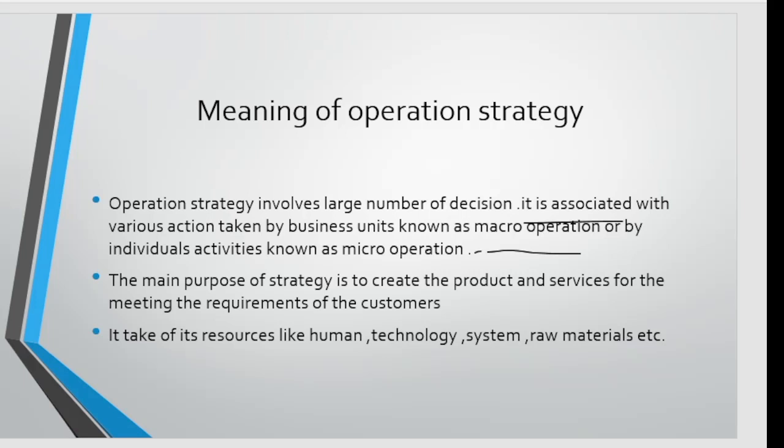The main purpose of the strategy is to create the product and services for meeting the requirement of the customer. First, we analyze the market, and on the basis of the market analysis we produce the goods and services that meet the requirement of the customer. It also takes the resources into account while formulating your operation strategy. That's your human resource, technology, system, and raw material. Any resources the company has, taking all the resources, we formulate our operation strategy.